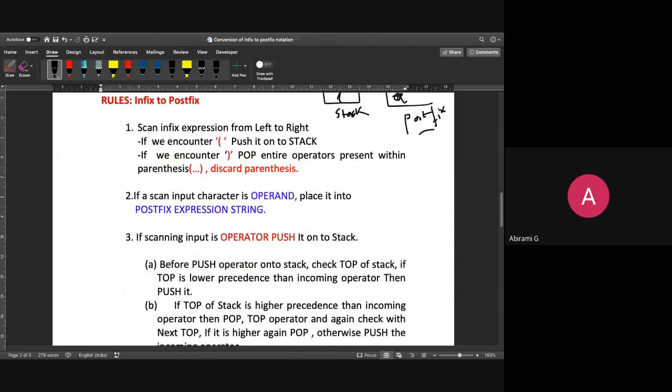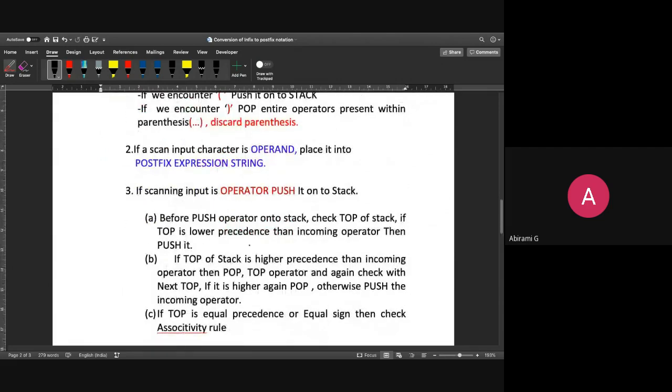Before placing the operators onto the stack, we need to follow some more rules. What are the rules? Before pushing an operator onto the stack, check the top of the stack. If the top of the stack has lower precedence than the incoming operator, then push the incoming operator. Example, I'll draw here. Suppose we have a stack, and the stack has a plus. You are scanning the input string. If you find a star, that is the incoming operator. Star means multiplication operator.